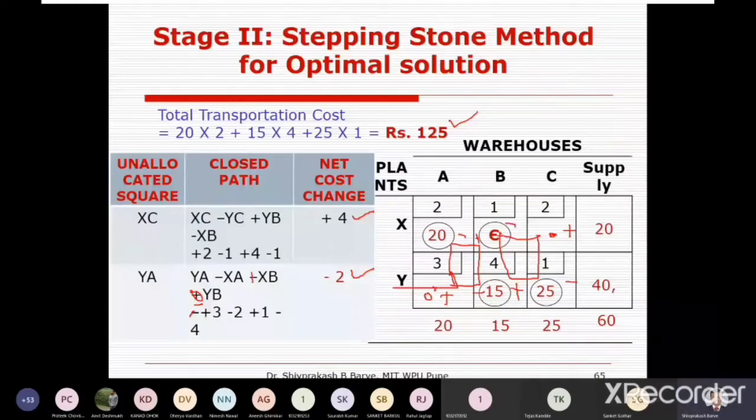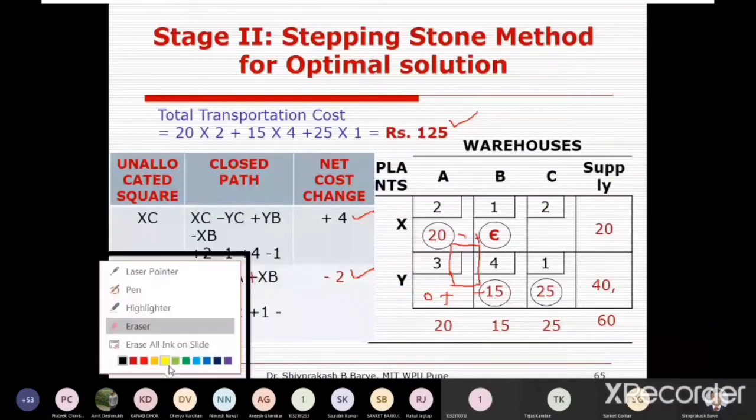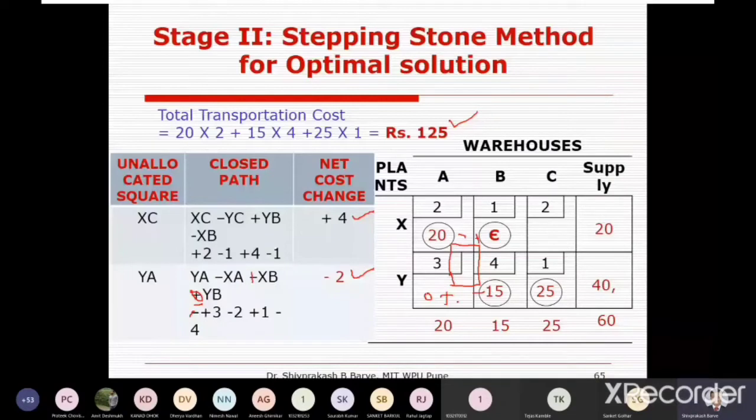So how many units are to be shifted? Check the values at the negative corners. At the negative corners, you can see the values are minus 15 and minus 20. So take the minimum of these two.